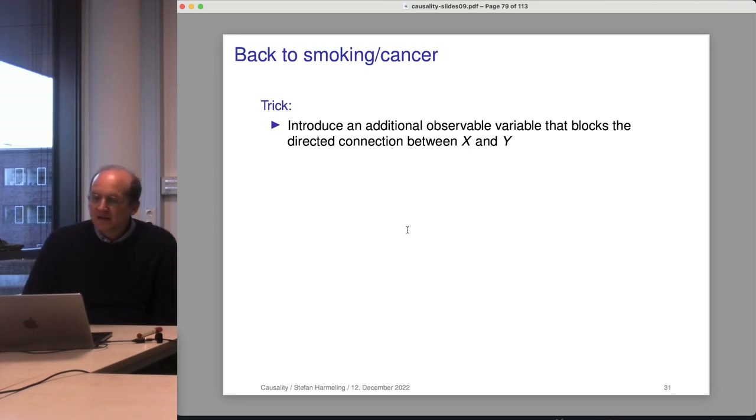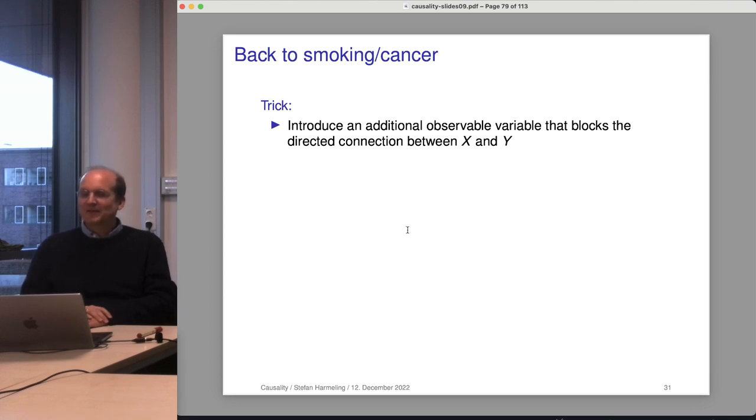So here's the trick. Instead of talking about the backdoors and adjusting for the backdoors, we are adjusting for the straight connections from X to Y. And this will lead to the so-called front door criterion. It's like in basketball, there's a front door trick and a back door trick. I don't know whether you know this from basketball.